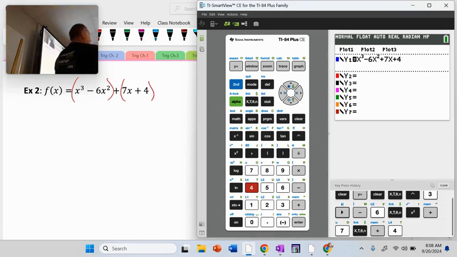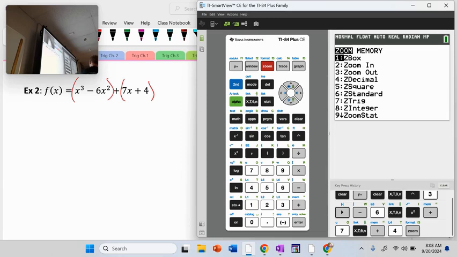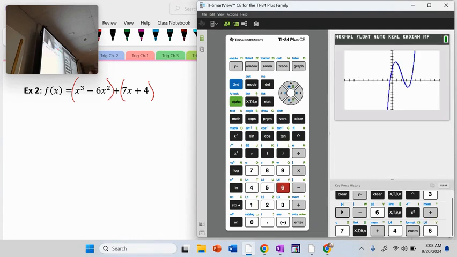Okay, so type that in. All right, and then just because you don't know where your calculator's at right now, go to Zoom Standard, meaning we may have messed with your window way back when, and your window may be real crazy. So hit 6.